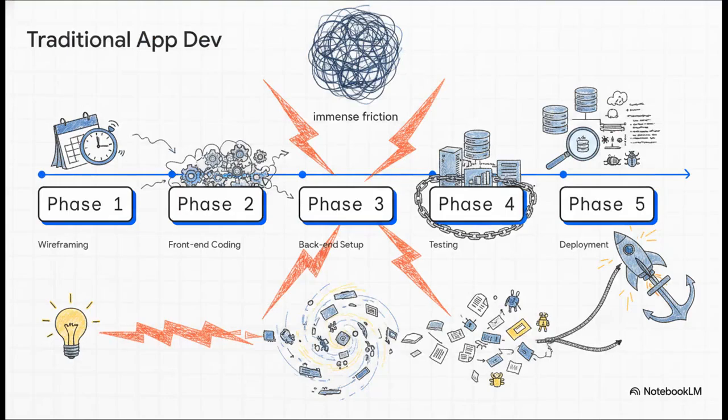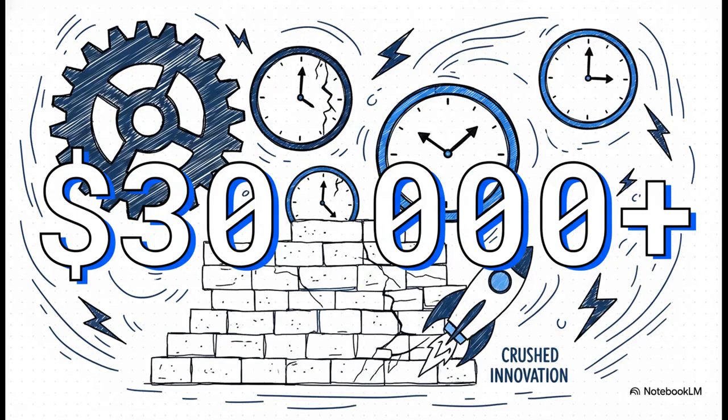Let's be real, the traditional dev cycle was defined by immense friction. You'd start with this brilliant idea, but then you're waiting an entire month just for wireframes. Then 2 months of front-end coding, brutal back-end setup, exhausting testing. Translating an idea into a working app meant mastering a dozen different skills or wrangling a massive team for half a year. And that friction, it came with a massive price tag.